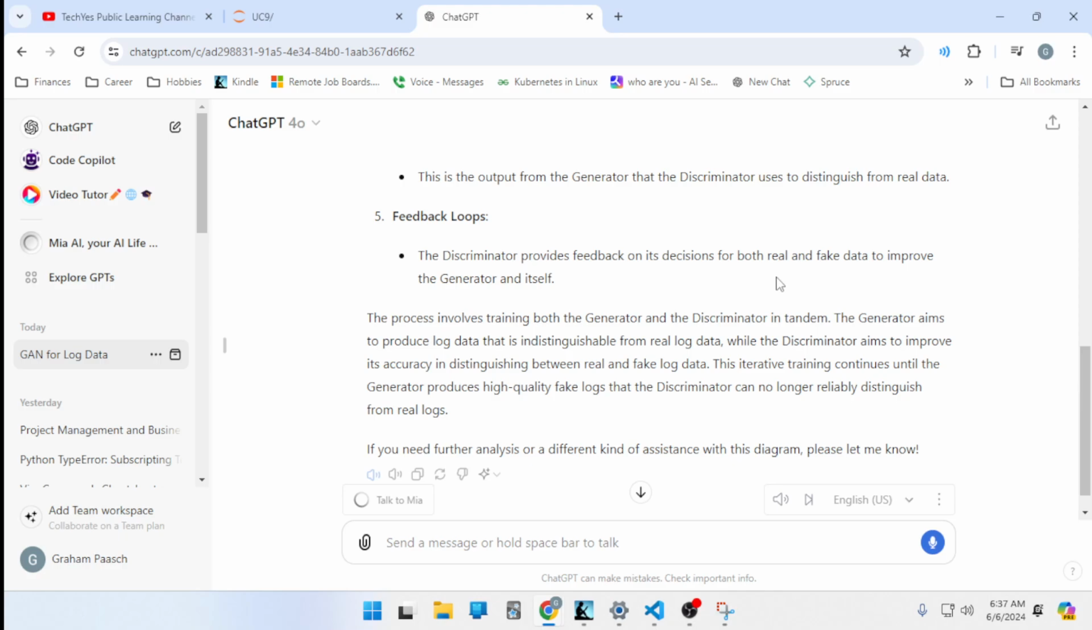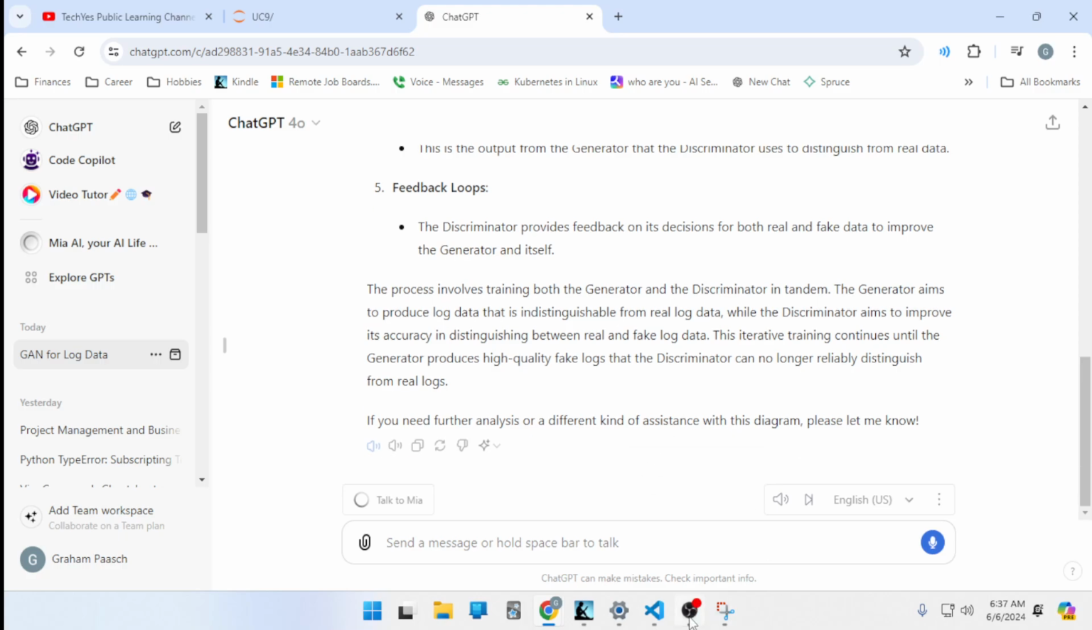Feedback loops. The discriminator provides feedback in its decisions for both real and fake data to improve the generator in itself. The process involves training both the generator and the discriminator in tandem. The generator aims to produce log data that is indistinguishable from real log data, while the discriminator aims to improve its accuracy in distinguishing between real and fake log data. This iterative training continues until the generator produces high-quality fake logs that the discriminator can no longer reliably distinguish from real logs. If you need further analysis or a different kind of assistance with this diagram, please let me know.